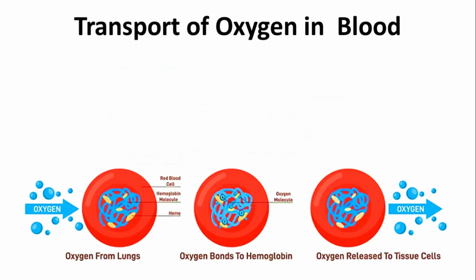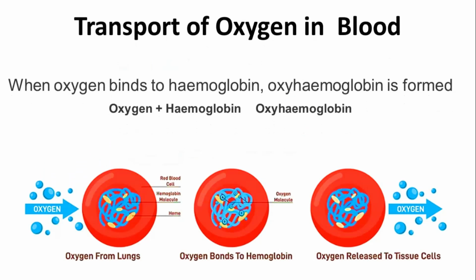So how is oxygen transported by hemoglobin? Whenever the oxygen binds with hemoglobin, a molecule known as oxyhemoglobin is formed, and this reaction is reversible. It means that oxyhemoglobin can be converted into oxygen and hemoglobin. We breathe in oxygen, and this oxygen is coming from our lungs. Inside our red blood cells, the oxygen will bind to hemoglobin and oxyhemoglobin is formed, and whenever it reaches our tissues or body cells, oxygen is released to our tissue cells.